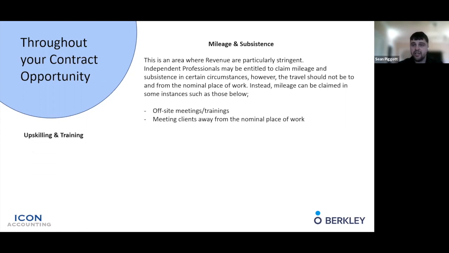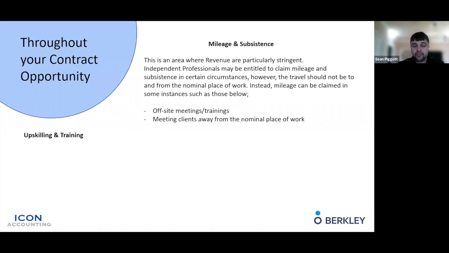And again, there's also a blog that we've done in relation to what those rates are. The rates for mileage and subsistence, just before we move on to the next piece in terms of upskilling and training, are dependent on your engine capacity in your vehicle. So again, you can find them on the revenue website. You can also find them on the Icon Account website, and I'll make sure that we get them across to the team at Berkeley so they can share those details with you afterwards as well.